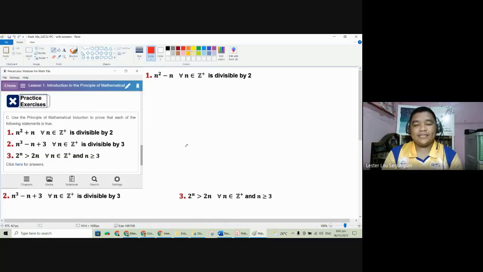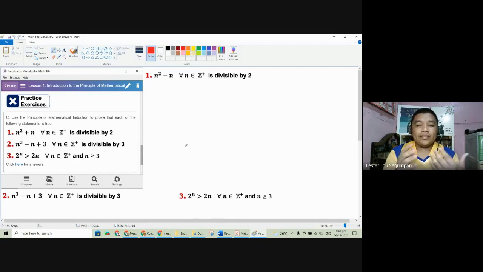For this last set of expressions that we need to prove using mathematical induction, we need to understand the concept of how divisibility works and how inequality works. Let's talk about divisibility first. A number is divisible by a specific number if that first number has a factor of the second number.